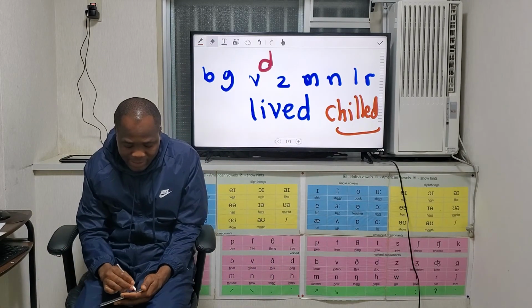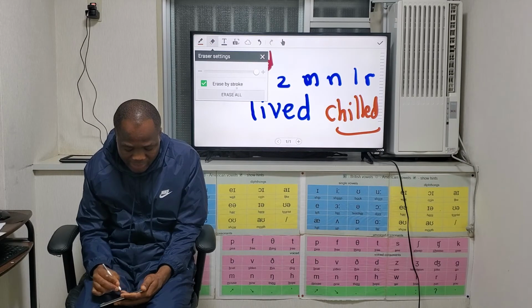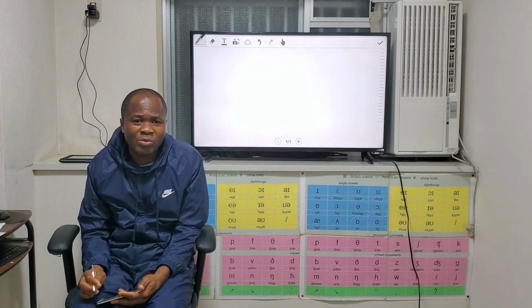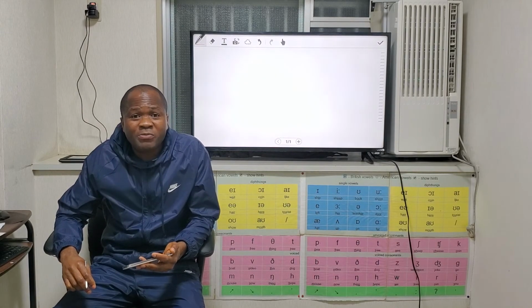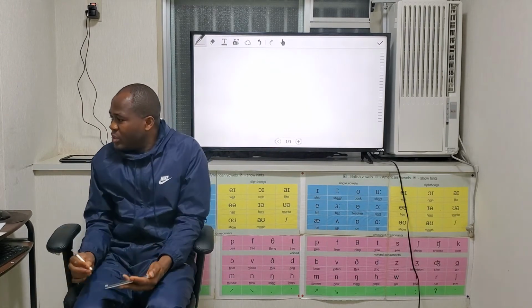The last one is when the ending consonant is a voiceless sound. A voiceless sound is a sound that, when made, does not cause vibration in the vocal cord or the throat. We call it a voiceless sound. So whenever a consonant in a simple past tense ends in a voiceless sound, it's pronounced as T. Let's look at examples of voiceless sounds.